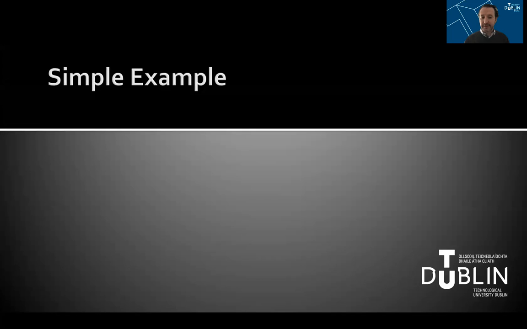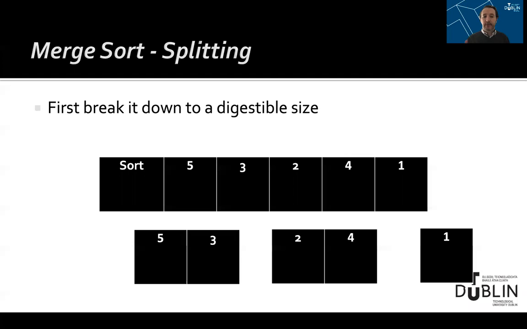So let's do a simple example. We want to sort 5, 3, 2, 4, 1. 1, 2, 3, 4, 5. We know the answer. And the first thing we do is break it down into little chunks. We take the first two, and that's our chunk. We take the next two, that's our chunk. And the last one, because it's odd, we can't perfectly divide into two, so we have one by itself.